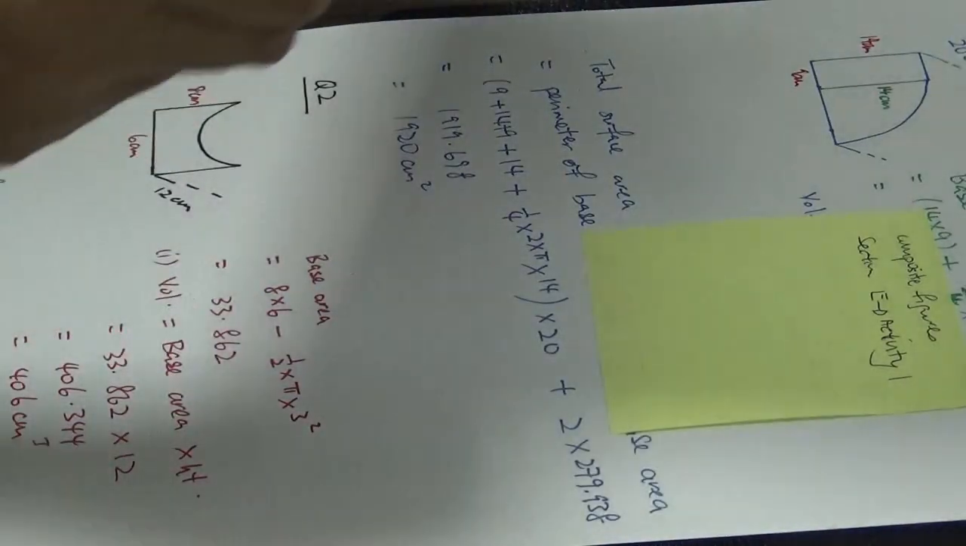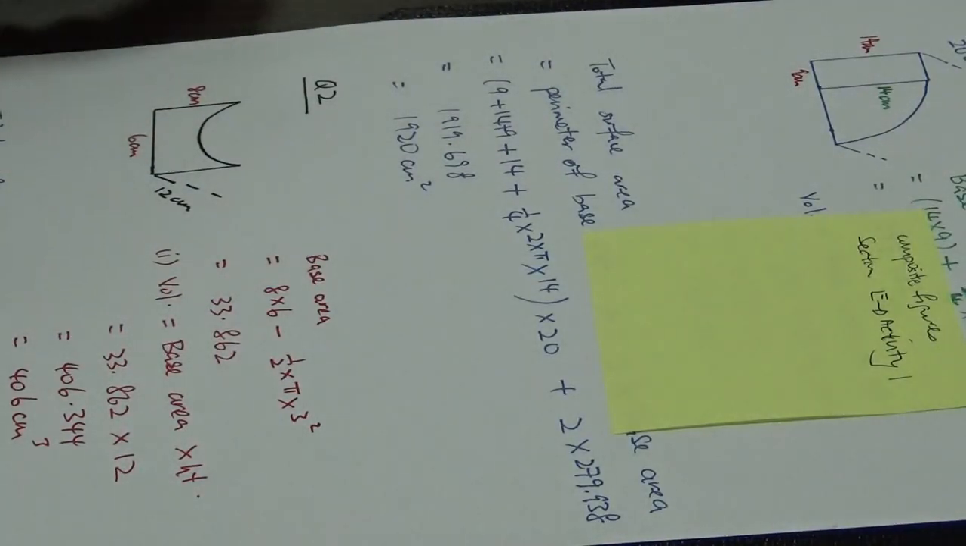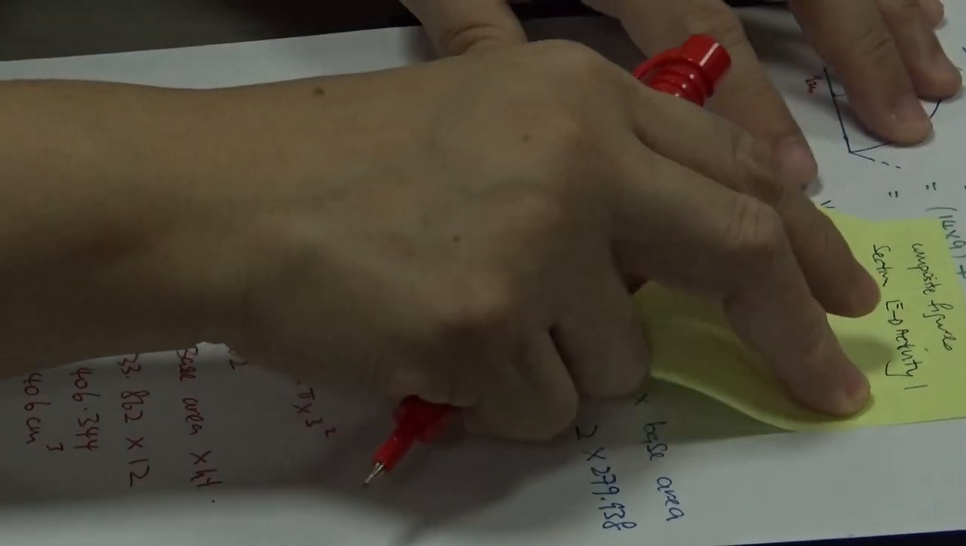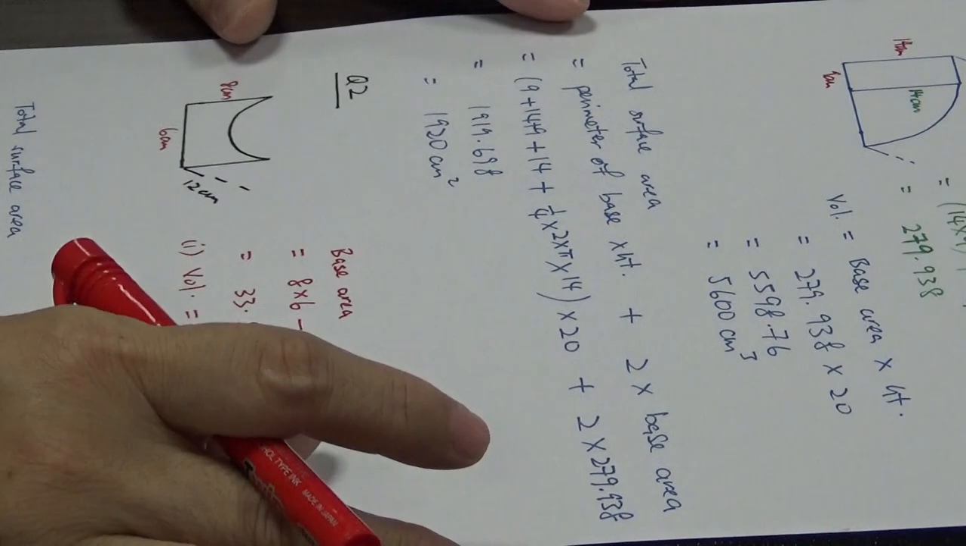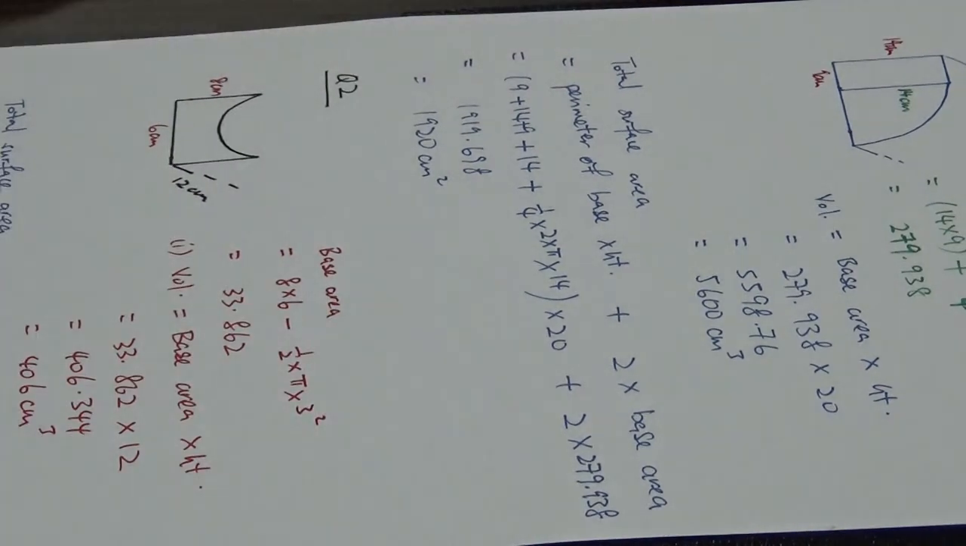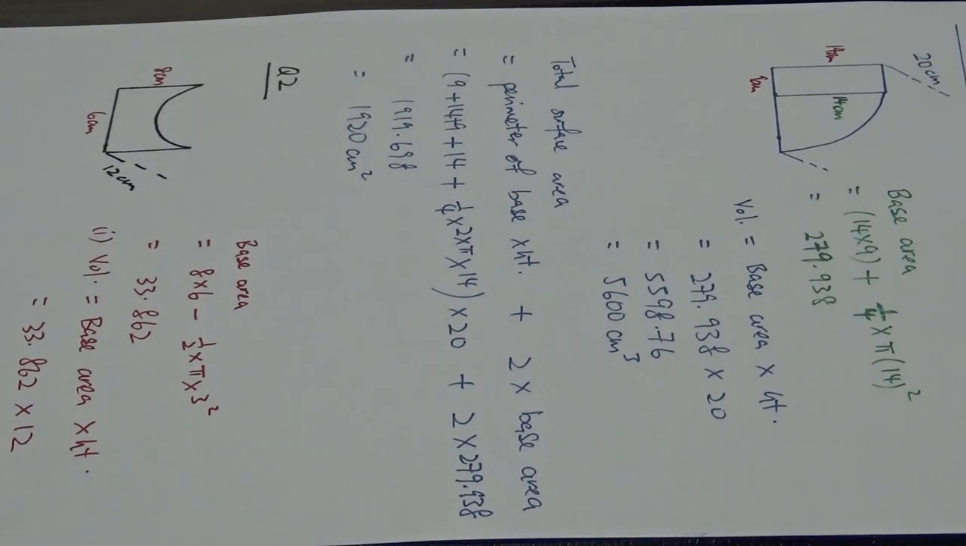Alright, so this will conclude practice now 9, question number 2. Okay, next, we will move on to practice now 10, question 1 and question 2. These are all called composite figures because they are made up of two or more figures combined together for us to find the volume and the surface area. So let us look at question 1 of practice now 10 on page 192.